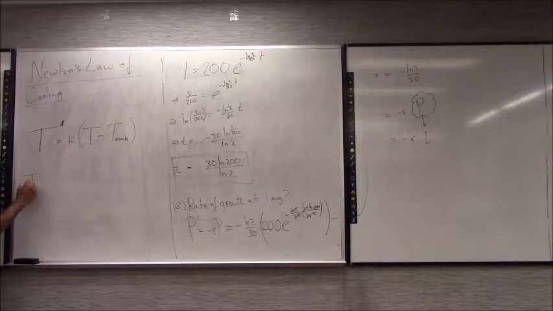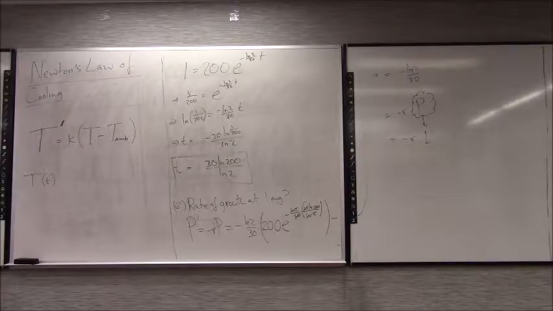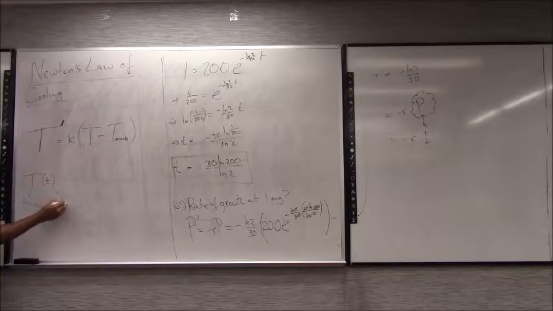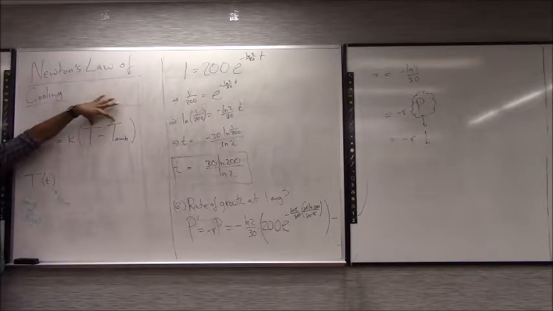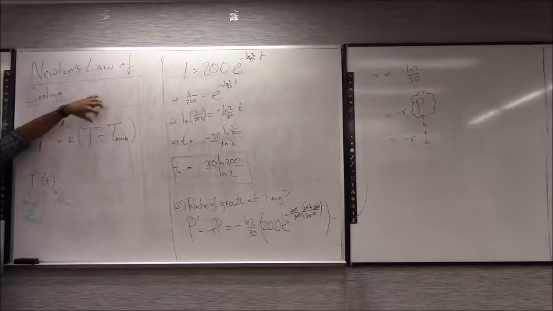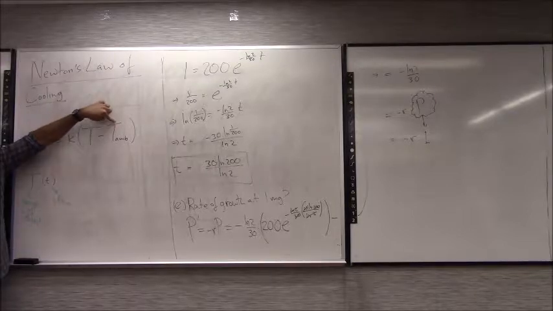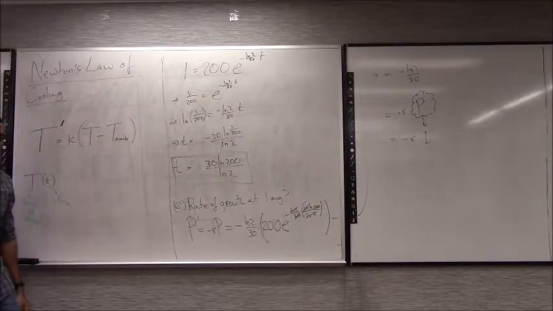So T is a function of t, where the big T represents temperature and the little t represents time, in whatever units. He figured out that how fast the temperature is changing is based on the difference between the current temperature and the temperature of the surroundings. So the closer the current temperature is to the temperature of the surroundings, the slower the temperature will change.